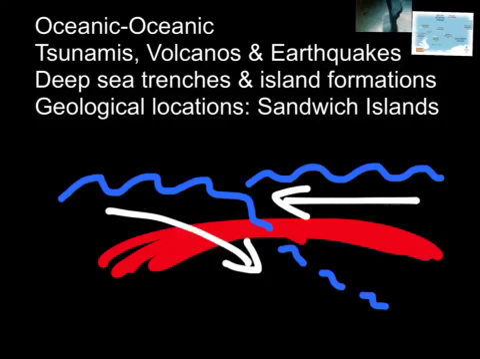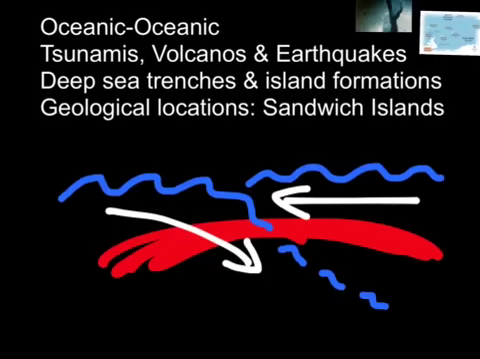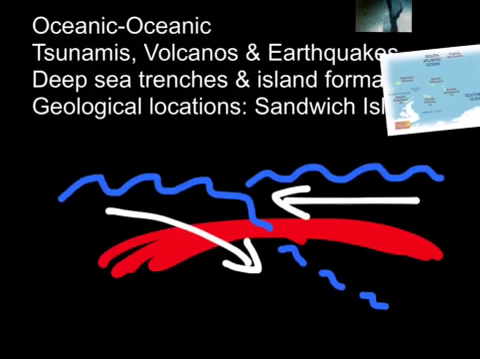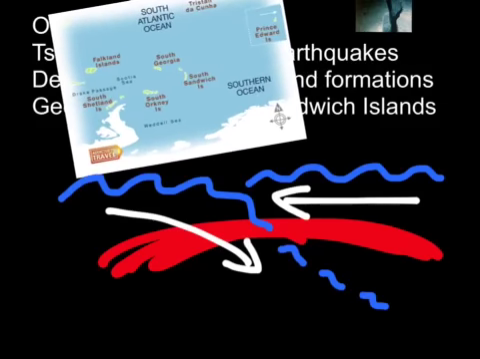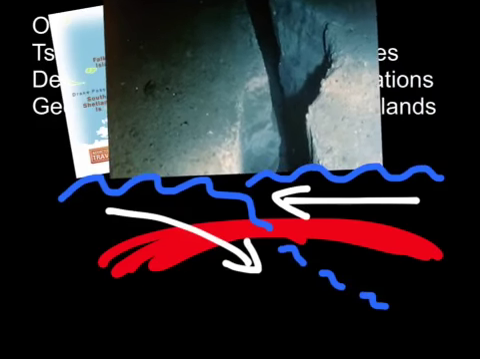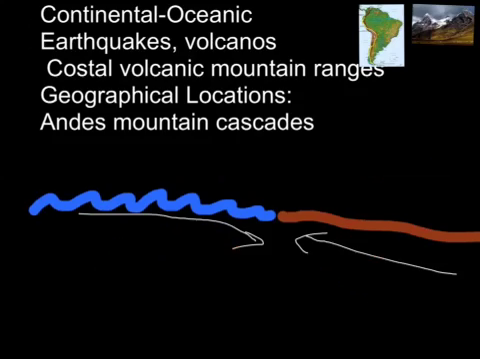At these oceanic subductions, we get tsunamis, volcanoes, earthquakes, deep sea trenches, and island formations. An example of the geological location is the Sandwich Islands, which is right here on our map, and a close-up of a deep sea trench is right here.